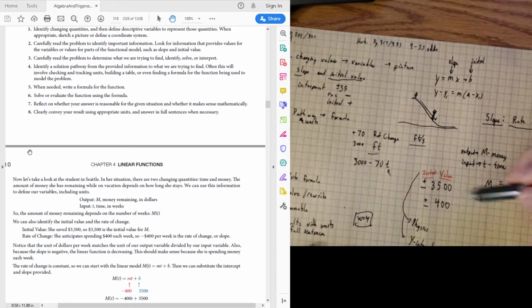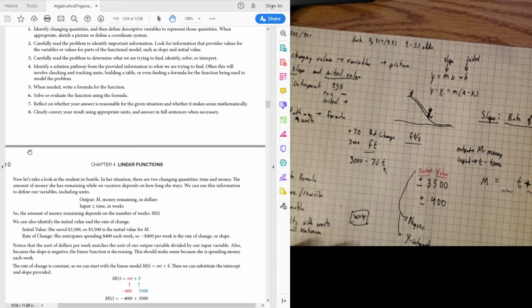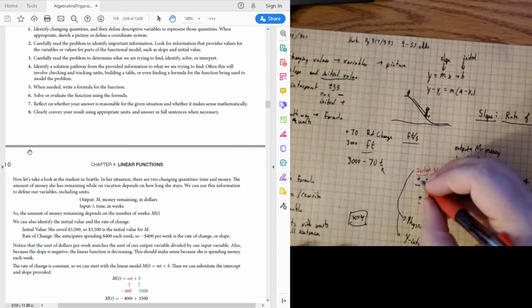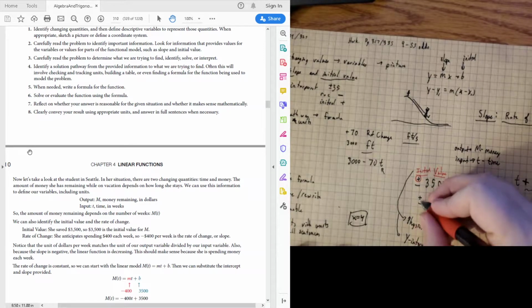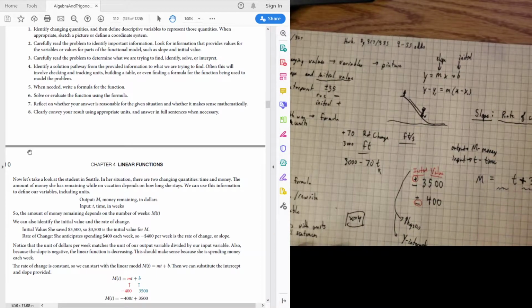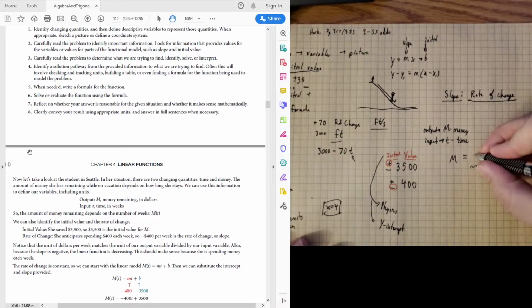Now, what does that mean for this 400? Well, each week she's spending $400. That's an indication of which sign we're supposed to use here. The initial value, how much she has, is a positive 3,500. But each week she is spending 400. Spending means she's taking something away. She's losing that money. And so that tells me that in this context, it should be negative 400.